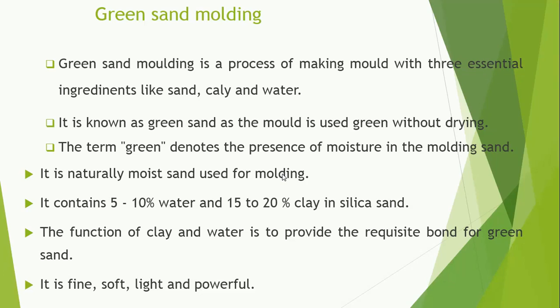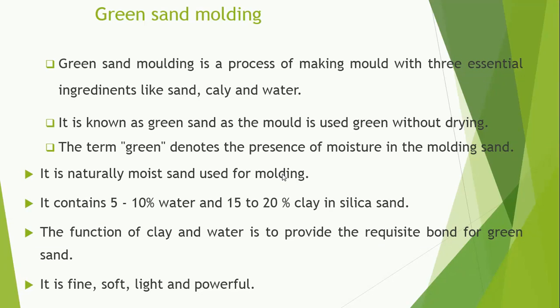Now this is the percentage of basic ingredients: it contains 15 to 20% of clay, 80 to 85% of silica sand, and 5 to 10% of water. Water is also called moisture, and clay is also called binding material as well as bentonite. Generally we are using silica sand because it is naturally available. Other types of sands are also present in the industry. These are called zircon sand, chromite sand. All these are the various types of sand.